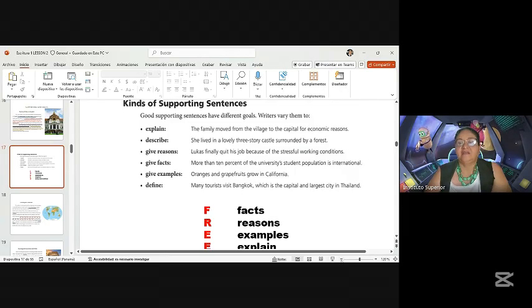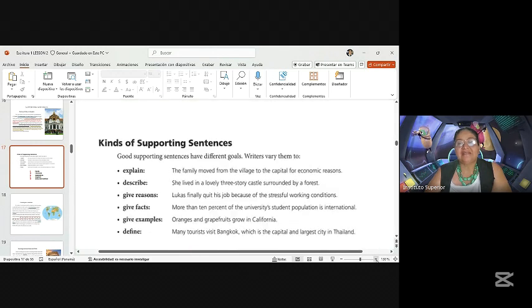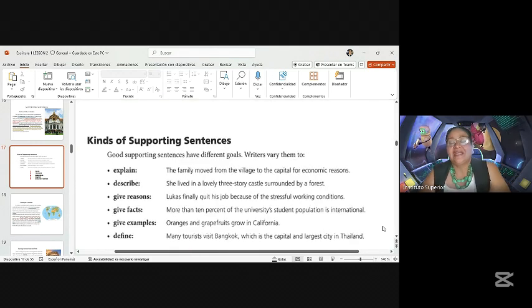We have different kinds of supporting sentences. Not all the sentences are the same. Some sentences explain, others tell information, others compare, others describe, okay? But the most common purposes are explain, describe, give reason, give facts, examples, and define.